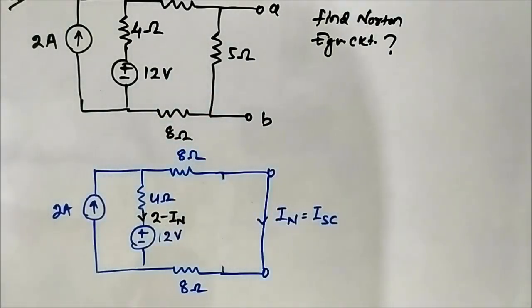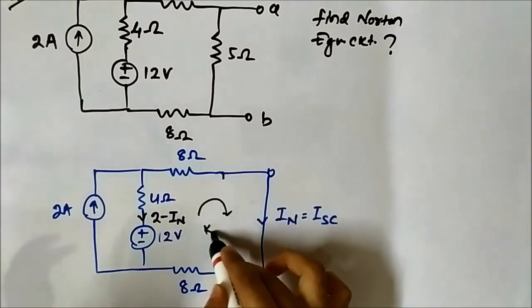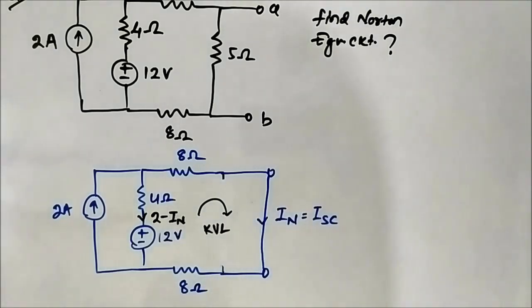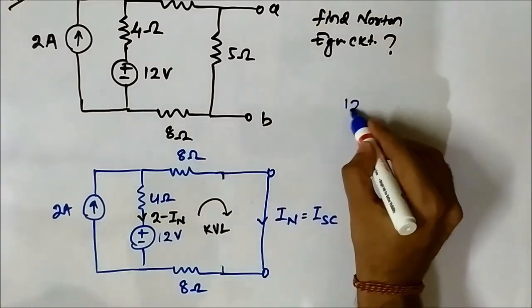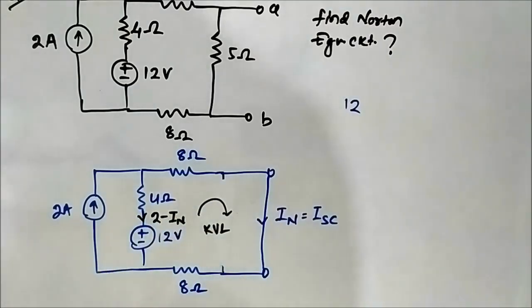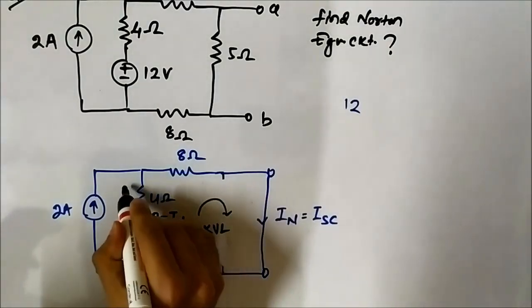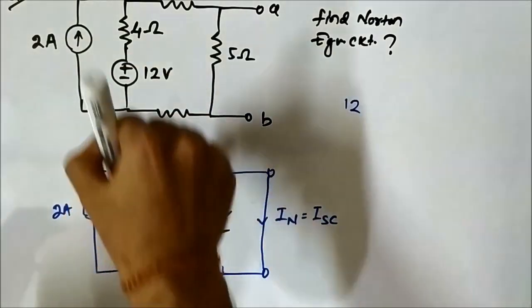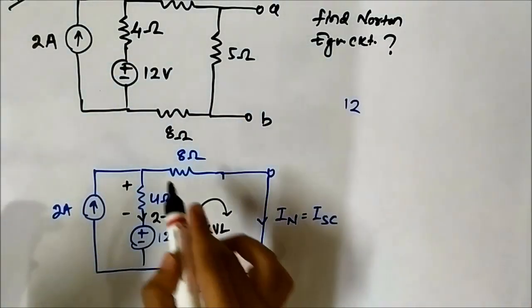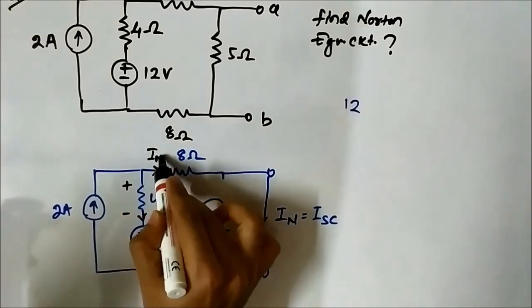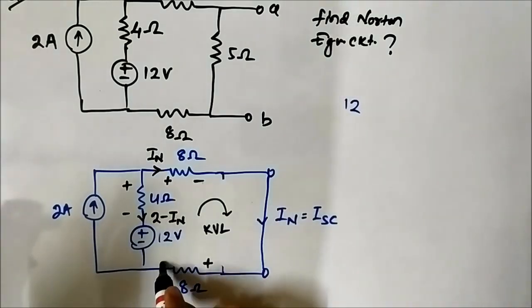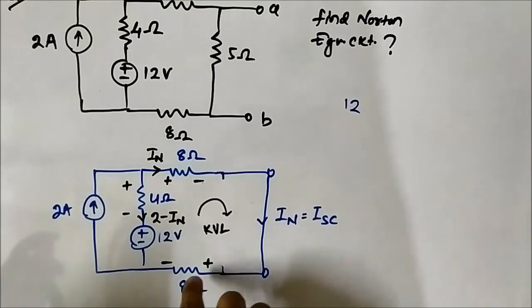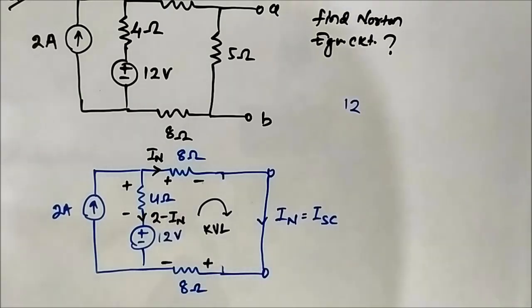Now let us apply KVL in this closed loop. Let us start with 12, starting from here. The voltage polarity will be like this, always pay attention to that, because the current is flowing in this direction, 2 minus IN, and IN here is flowing in this direction, so the polarity will be like this. Here also it is flowing in this direction, so the polarity will be like this, because current always flows from positive to negative terminal through a resistor.